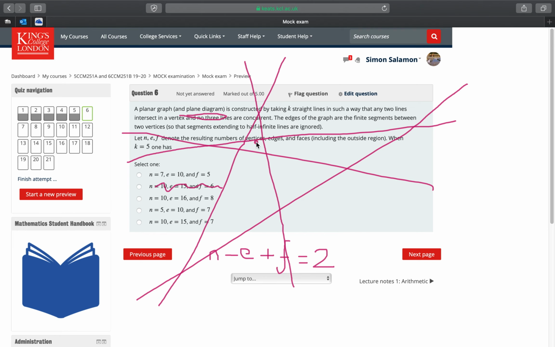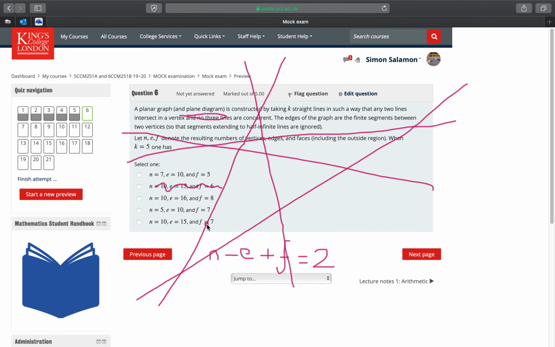I didn't count them properly, did I? So we've got 1, 2, 3 there, 4, 5, 6, 7. So actually there are 7 regions. Or we could actually count the, well, let's see, there are two possible answers here with 7 regions.